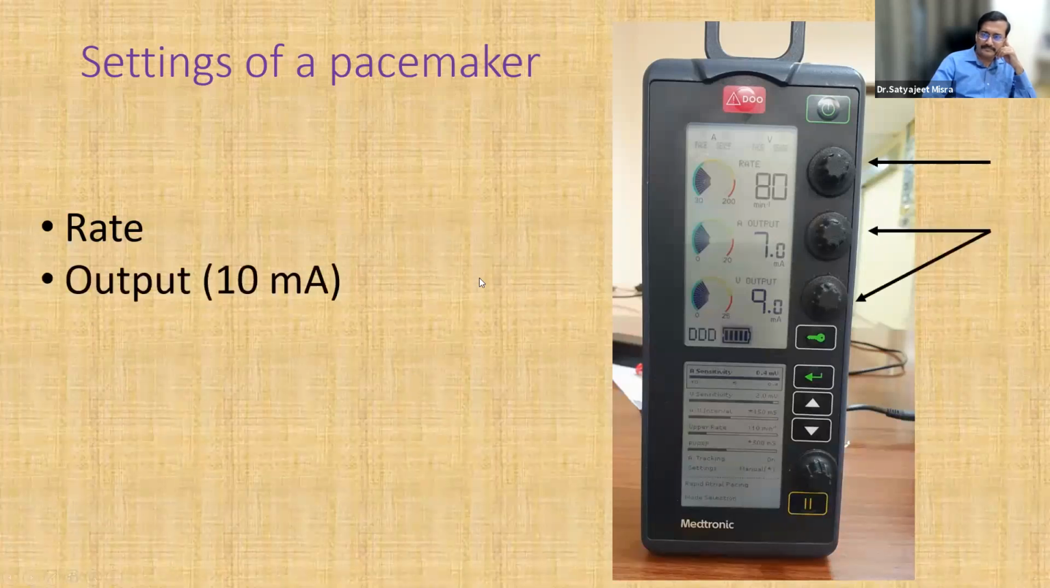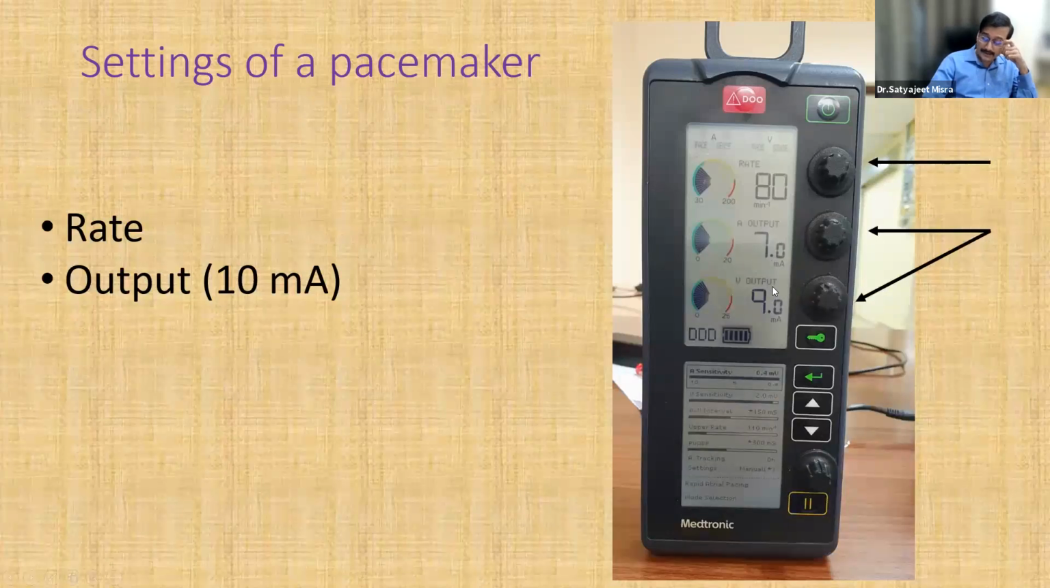And the next two knobs are the output. The output we discussed. What the output exactly is? It's the amount of current that you need to deliver to the myocardium in order to generate a complex, either the P wave or the QRS complex. So by default, when you switch on the pacemaker, the output is somewhere around 10 milliamperes for both the atria as well as the ventricle.